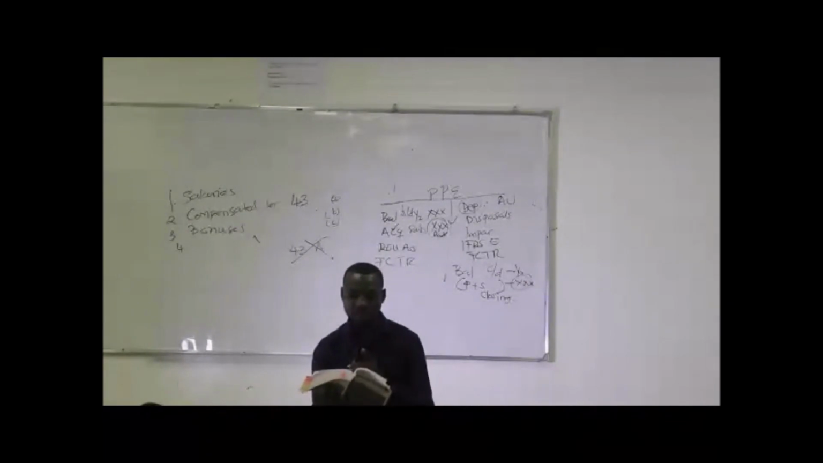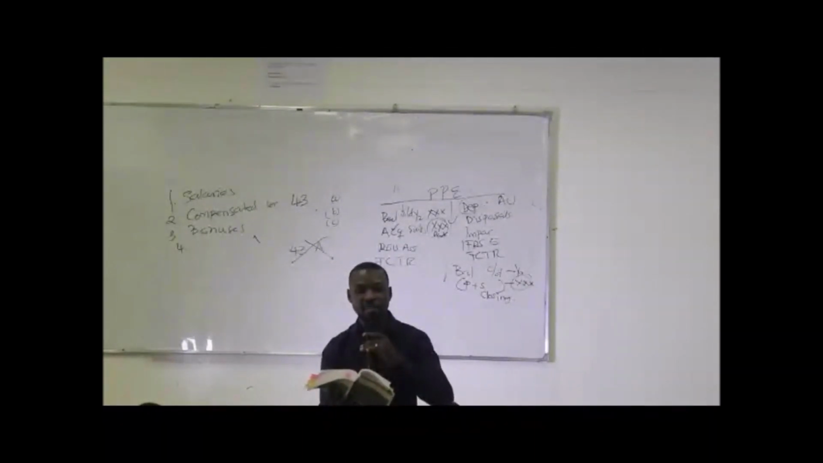So 43B says the entity receiving the goods or service, which is the entity which has got the employee who's receiving the awards, shall measure the goods or services received as an equity settled share-based payment when either, number one, the awards granted are its own equity instrument, which is obvious. It can pay using its own equity instruments, then it's equity settled. Or number two, the entity's got no obligations, which means if someone else is settling on your behalf, to you it's equity settled.